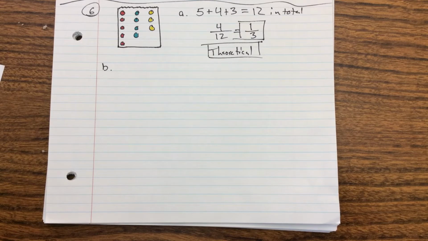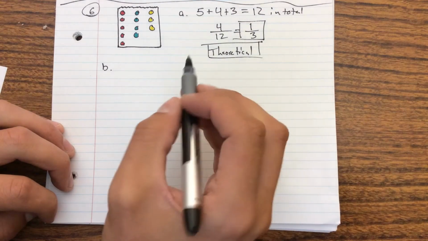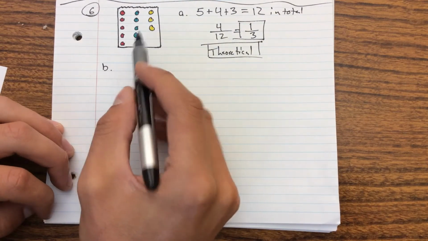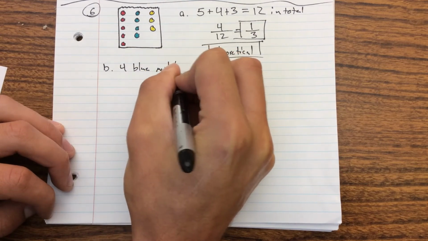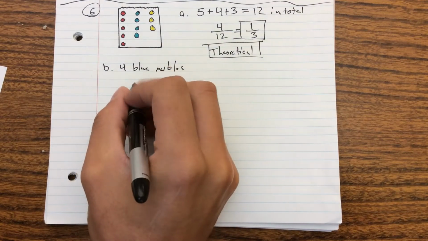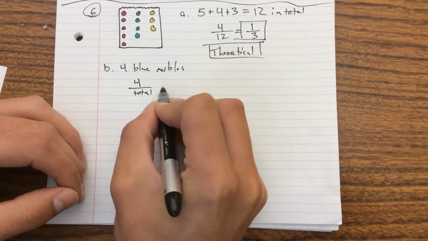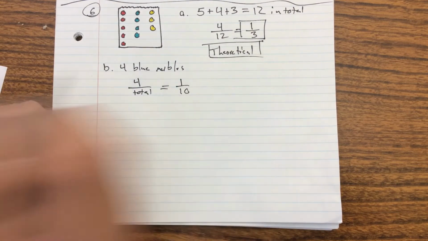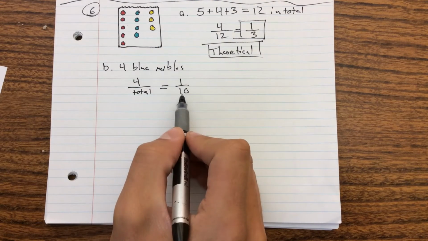How many marbles that are not blue could he add to the bag so that the probability of choosing a blue marble becomes 1/10? So I know that my probability to start with was 1/3. More importantly, I know that I have 4 blue marbles, and I can't change that number. But what I can change is the total. So since I know that my probability is going to be 4 over the total, and I want that to equal 1/10, I can say 4 over what is equal to 1/10.